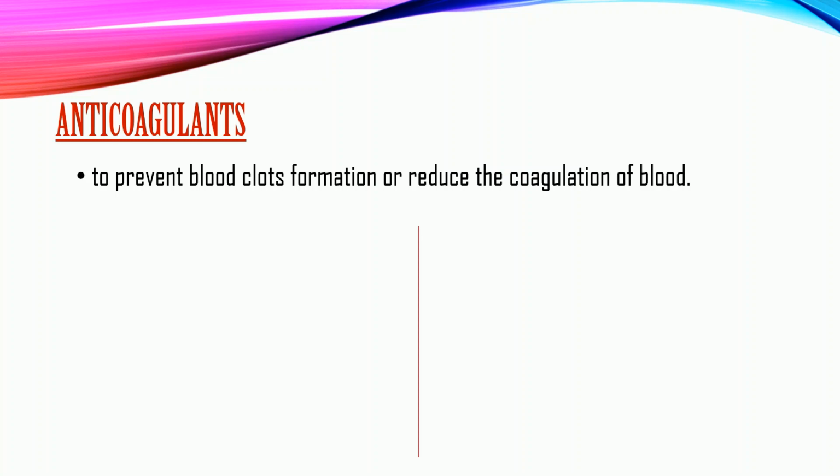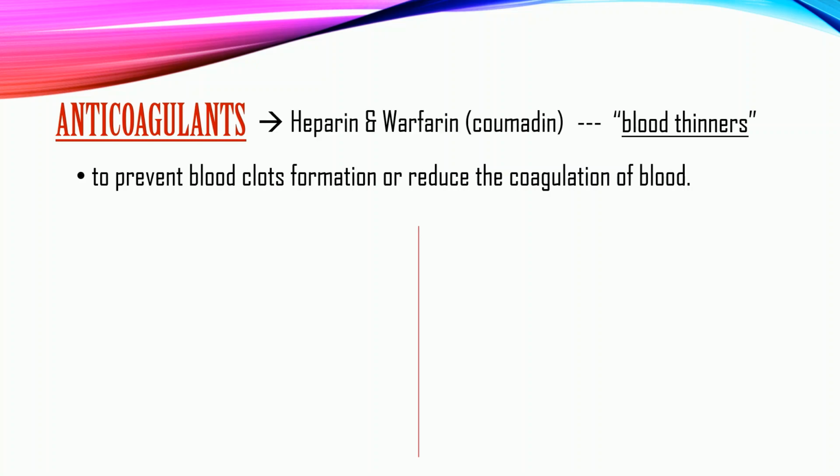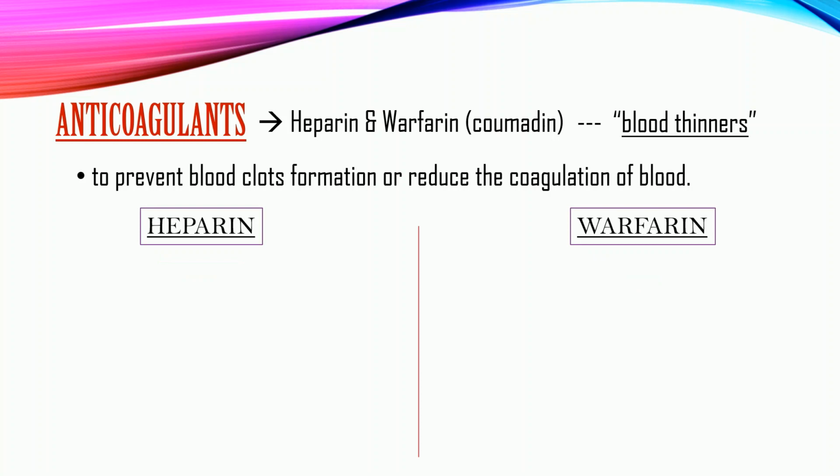Next is anticoagulants. If thrombolytics dissolve blood clots, anticoagulants are medicines used to prevent blood clot formation or reduce the coagulation of blood. They are also known as blood thinners. The most common anticoagulants are heparin and warfarin. First, let's talk about heparin. It must be given parenterally because it is not absorbed through the GI mucosa.